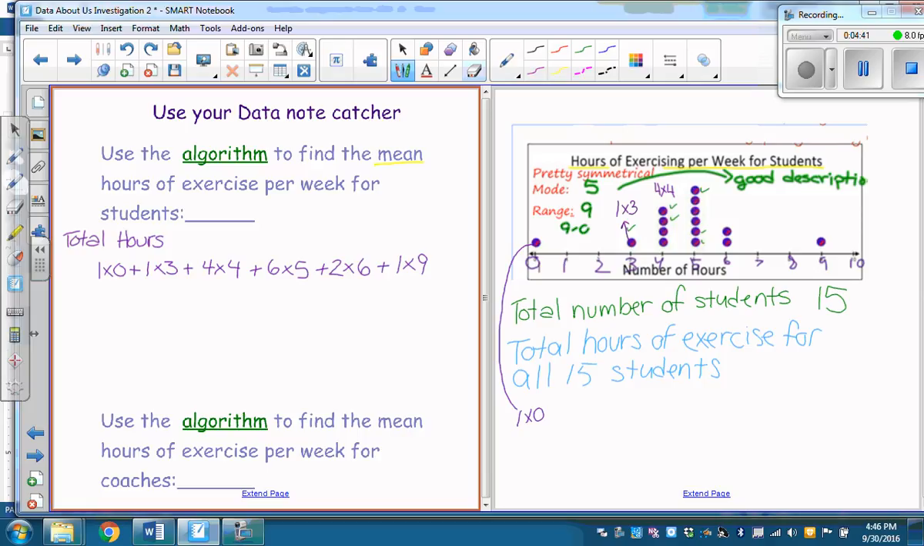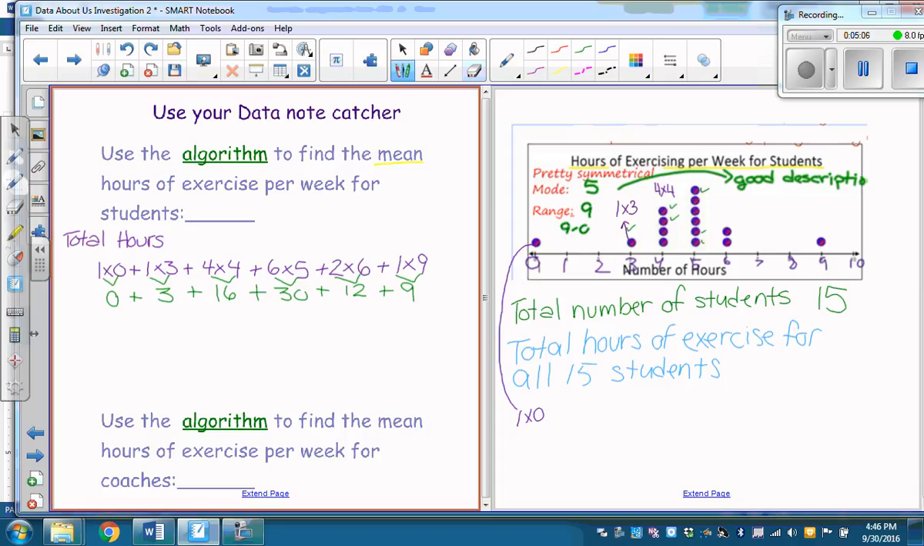And now we're going to multiply these out. So 1 times 0 is 0. 1 times 3 is 3. 4 times 4 is 16. 6 times 5 is 30. 2 times 6 is 12. 1 times 9 is 9.